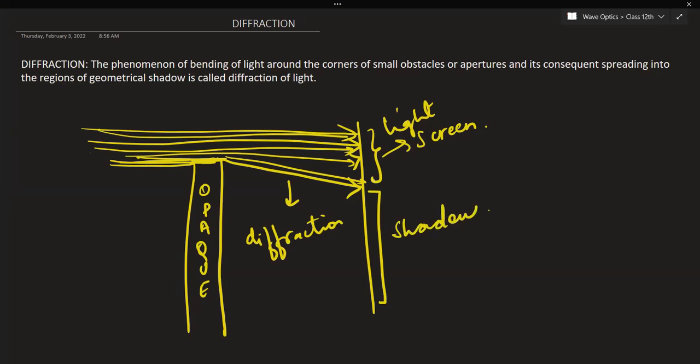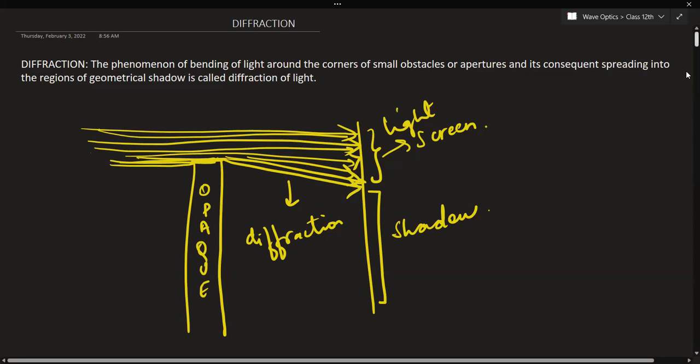So what is the definition of diffraction? Phenomenon of bending of light around the corners of small obstacles or apertures, and its consequent spreading into the regions of geometrical shadow is called diffraction of light. So light gets bent and it spreads into the regions of geometrical shadow. This is known as diffraction of light.